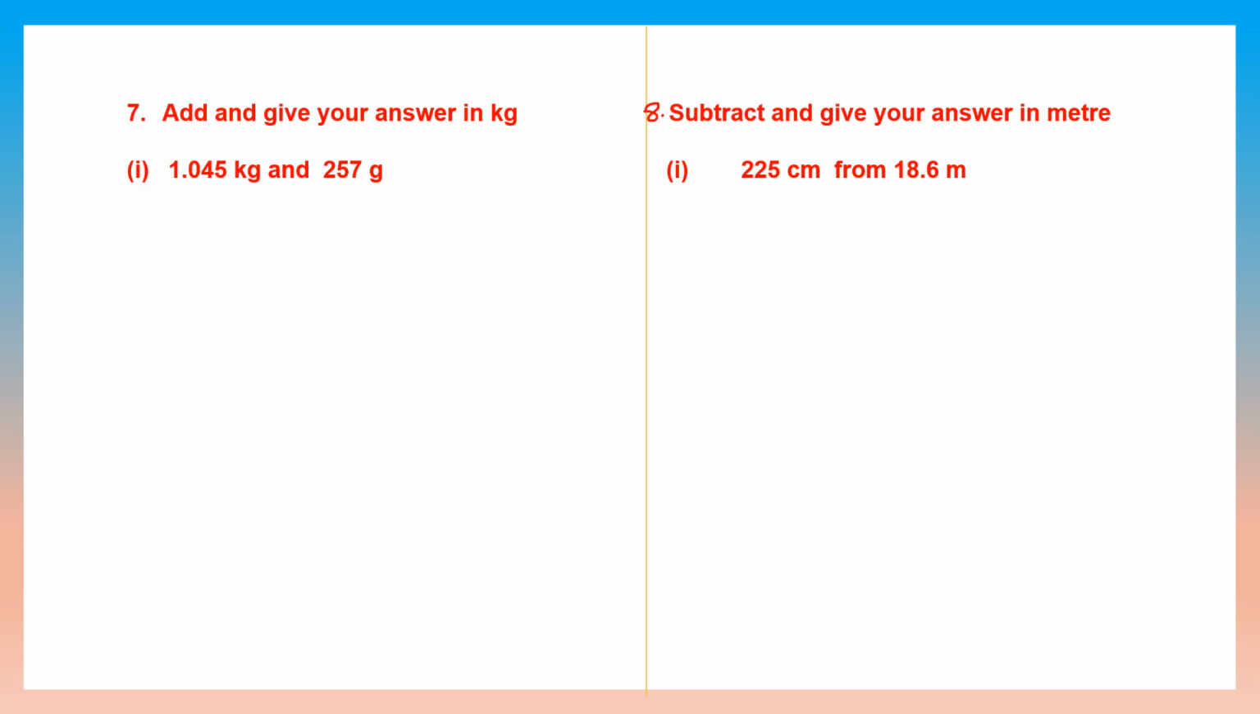So 1000 grams make 1 kilogram. So 257 grams will be 257 divided by 1000. So write 257 as the whole number. The point is after the number. Now there are 3 zeros. So when you divide by 1000, you move your decimal point 3 places to the left. The point comes here. So this becomes 0.257, and now the unit will be kilograms.